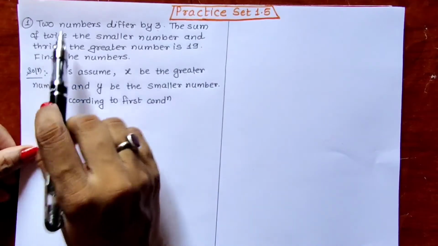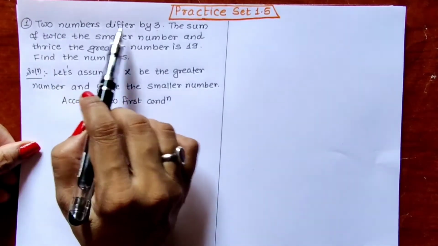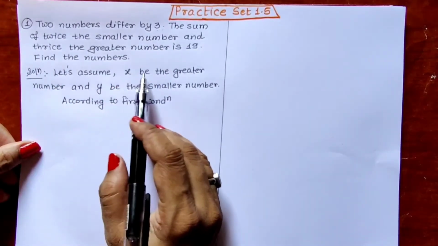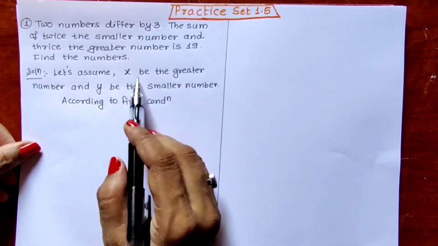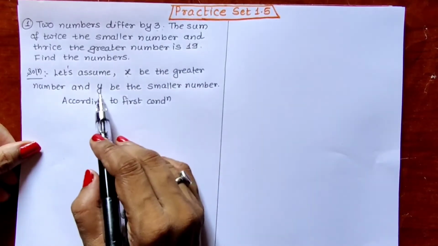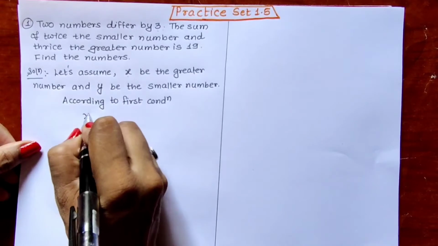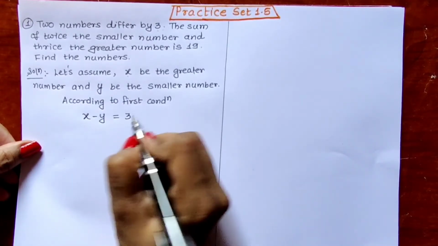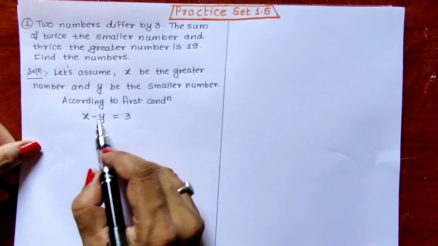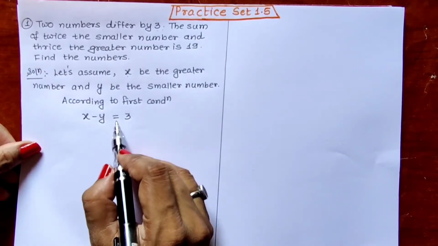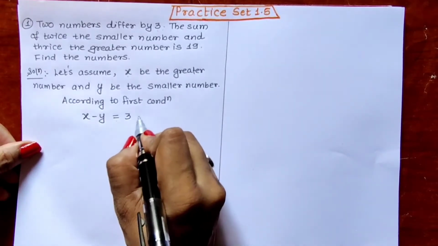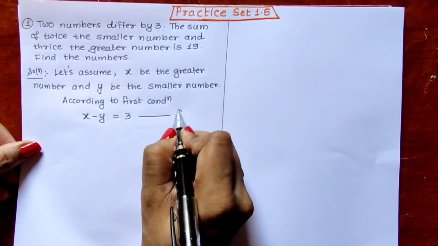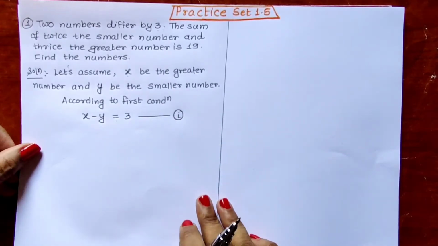Now from the first condition, which means from the first sentence, two numbers differ by 3, that means their difference is 3, that means greater number minus smaller number. The greater number is x, minus the smaller number y. So x minus y is equal to 3, their subtraction answer is 3. So x minus y equal to 3 is given to us. This is our condition number 1, and that's why this is equation number 1.